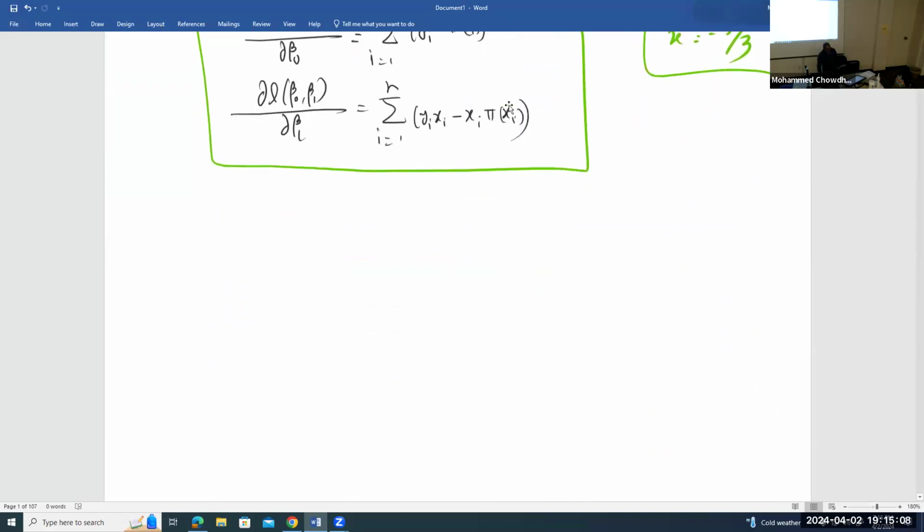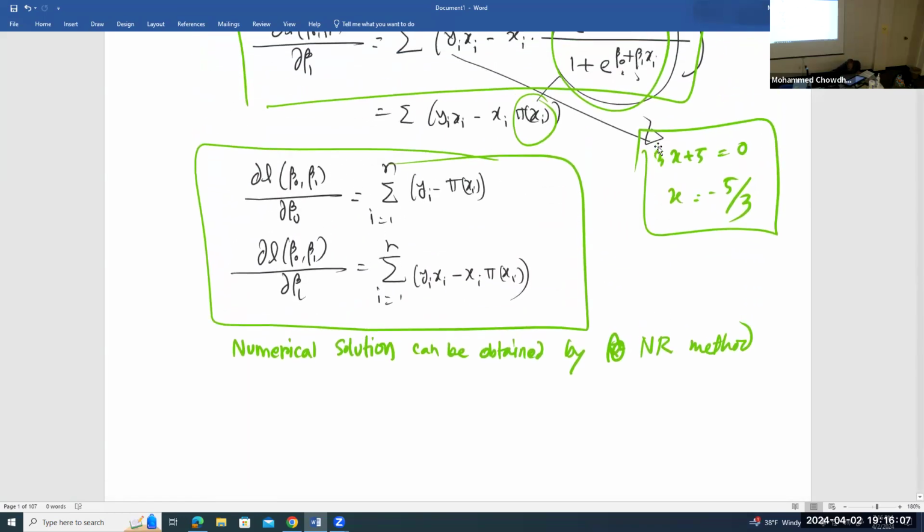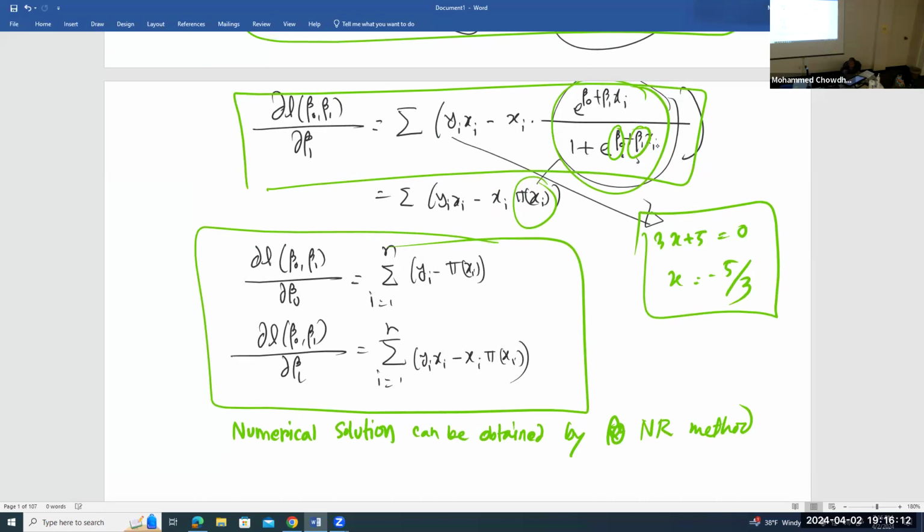So now the solution is called a numerical solution. Remember my word. Numerical solution. Okay? A numerical solution can be obtained by the Newton-Raphson method. Okay? So, what should I do? There are two unknowns, as you see in here: beta 0 and beta 1, which I want to find, okay?